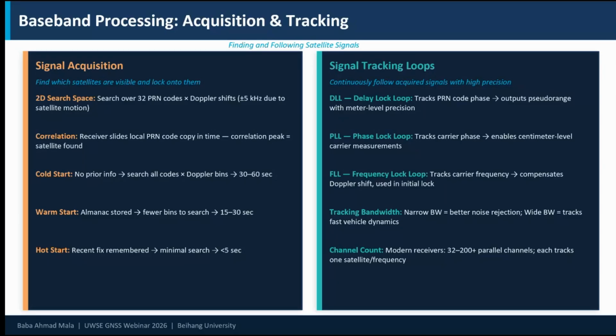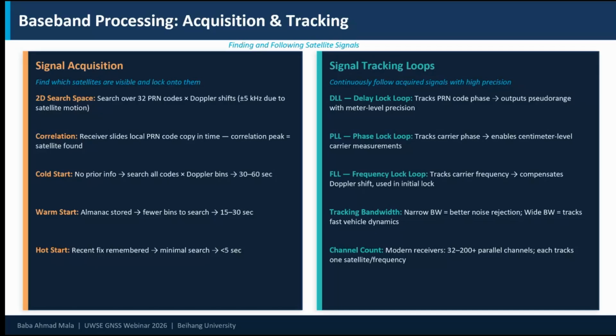It has the DLL, the PLL, the FLL, the tracking bandwidth, and channel count. The DLL, the delay lock loop, tracks the PRN code, which outputs the pseudo-range with meter-level precision. The PLL tracks carrier phase and enables centimeter-level carrier measurements. The frequency lock loop tracks carrier frequencies and compensates the Doppler shifts used in the initial clock.